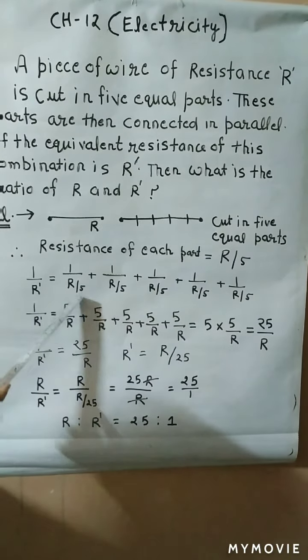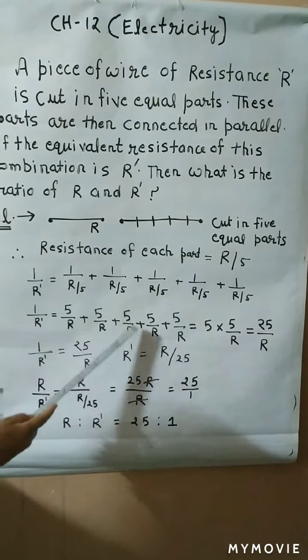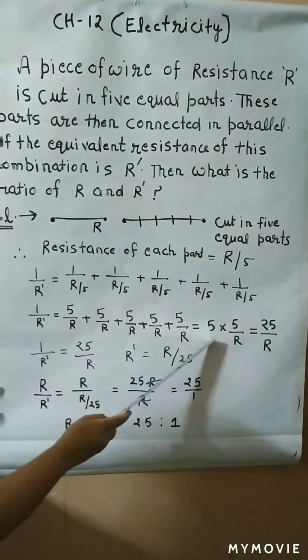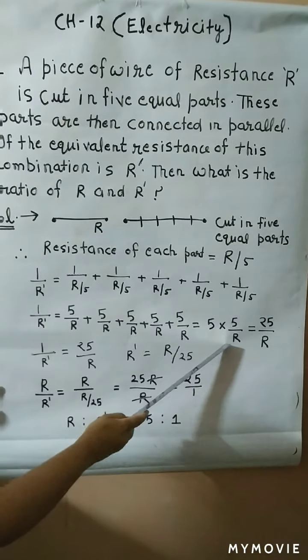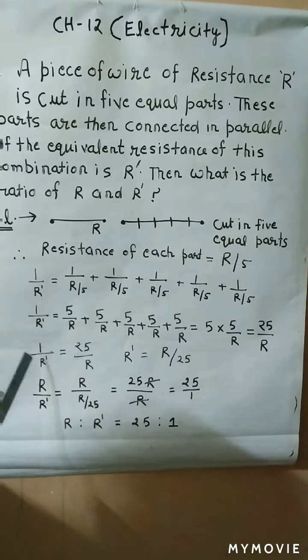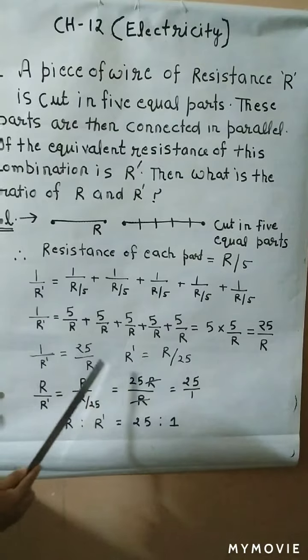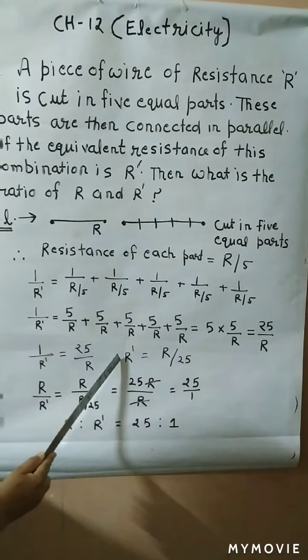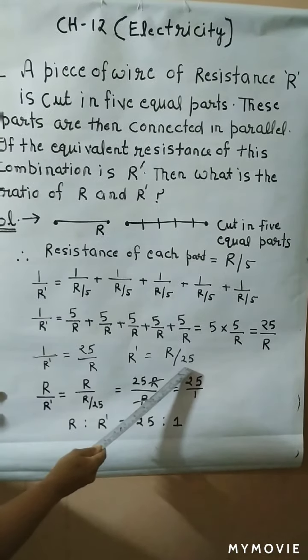In the next step, what would happen? It becomes 5 by R, 5 by R, 5 by R, and like this. So how many times will we get it? 5 into 5 by R, so it becomes 25 by R. So in the next step, 1 upon R dash is 25 by R. That is, the total resistance in parallel will be R by 25.